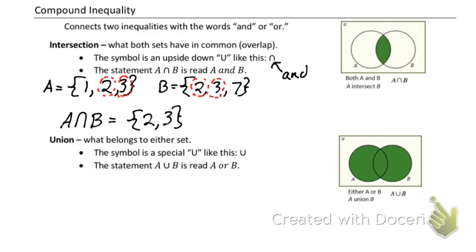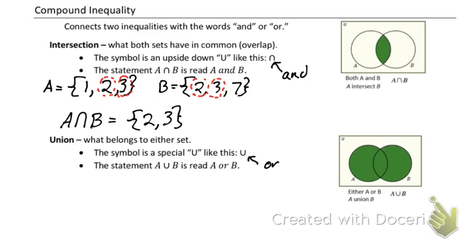Now the symbol we use for that is a U, and that U stands for or. In math, we actually say or in its place. So the statement A U B is read A or B. If you notice the Venn diagram, it is everything colored in.